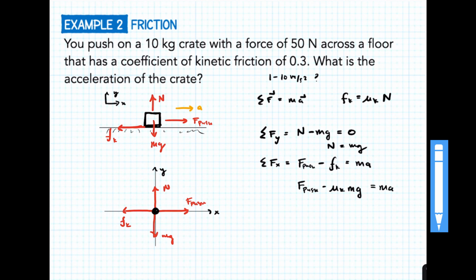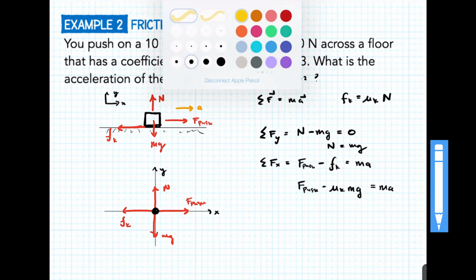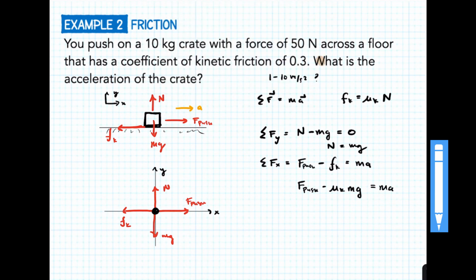Okay, what are we trying to solve for? Yeah, we're solving for acceleration. So we want to know what is the acceleration of the crate. So we solve for acceleration. Doing some algebra, we say F push minus mu k mg over m is equal to a. And I'm going to move that over so we have more space.